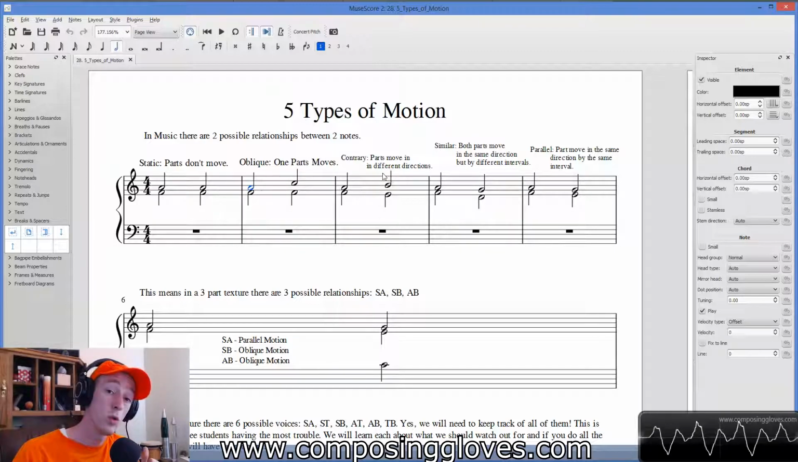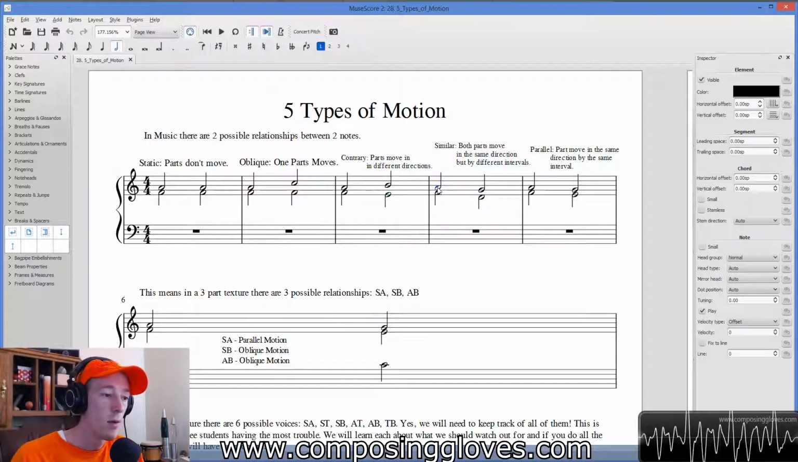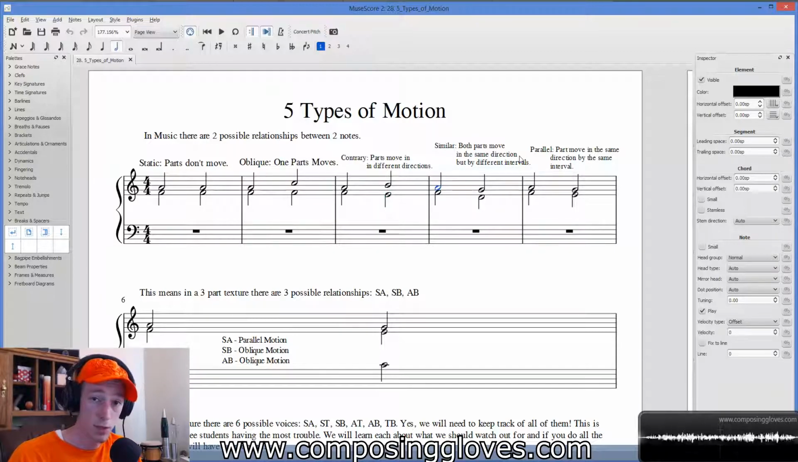Contrary: parts move in different directions. So one is going to go up, and the other is going to go down. They go in different directions, or maybe they come together. The point is that they don't both go up and they don't both go down. Now, what about the case where they do go in the same direction? Contrary makes sense, that's really easy. Now we have these 2 types for the same direction.